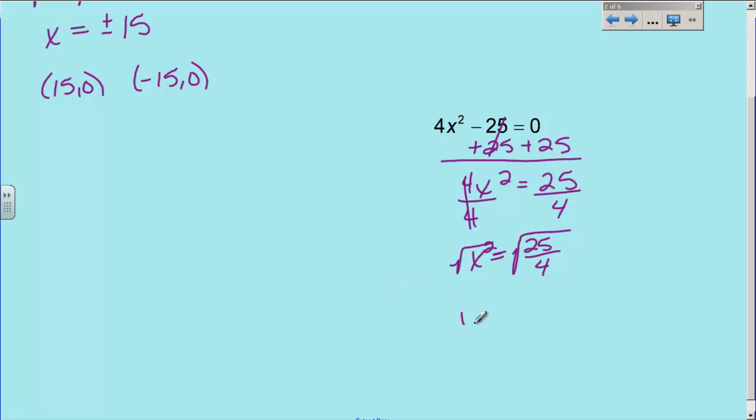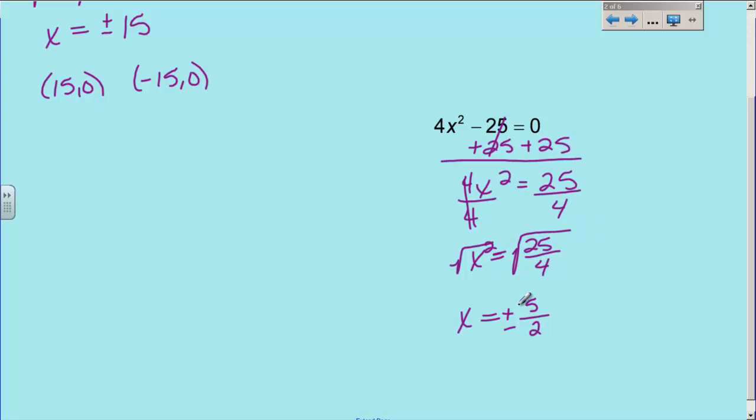So again, the square root of x squared is x. And if I take the square root of this fraction, I got to take the square root of the denominator and the square root of the numerator. I got to do them both. So the square root of 25 is 5. And the square root of 4 is 2. And so my x equals plus or minus 5 over 2. So it's both of those. It'll be positive 5 over 2 and it'll be negative 5 over 2.